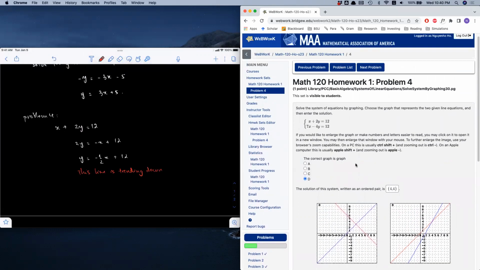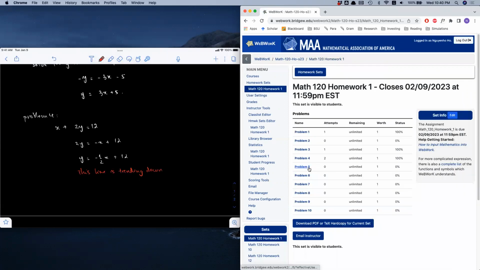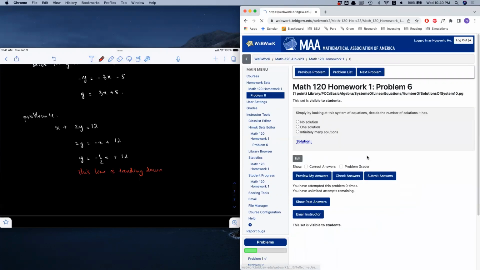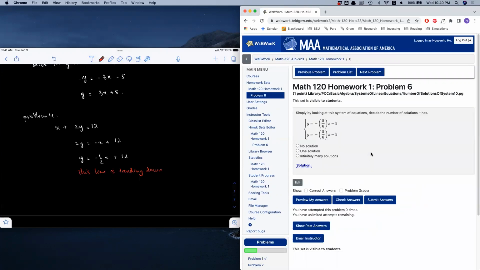Again, your system may be different from my system, so you have to make sure that you analyze the two equations so that you can pick the correct graph. Now let me move on to example problem 5. Problem 5 is going to be the same as problem 4, so I'm going to skip it. Now for problem 6, my system has two equations that are the same, so you have infinitely many solutions.